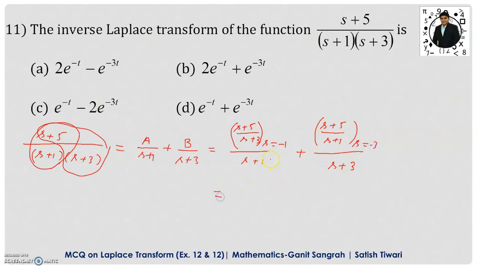Now put s equals minus 1 here. So we are having 2 upon s+1. Now we put s equals minus 3 here. We are having minus 1 here, so minus 1 upon s+3. So this is our required partial fraction for the given fraction.